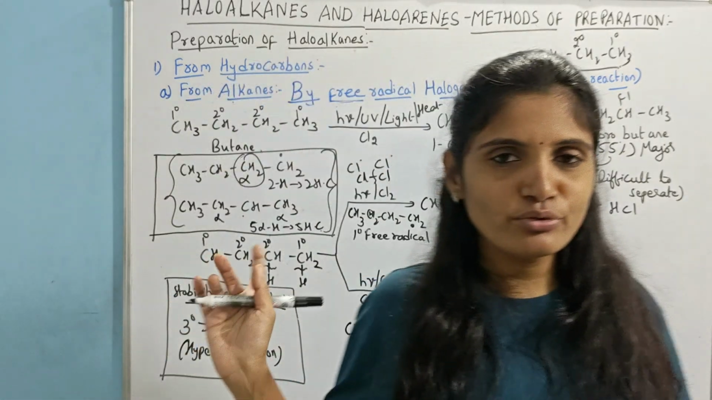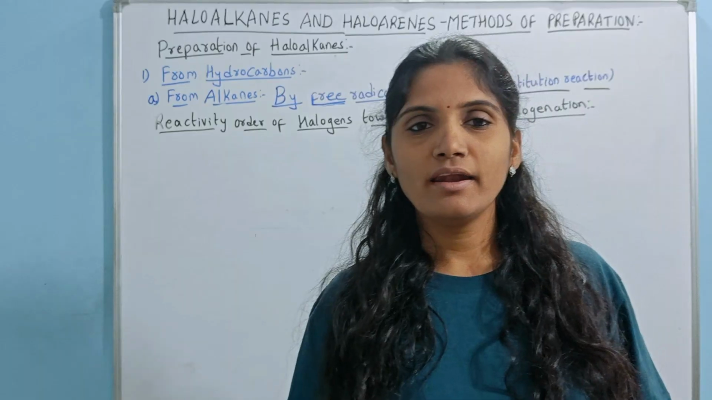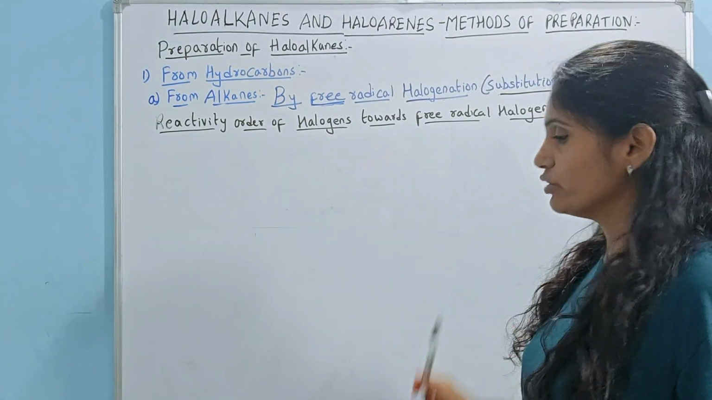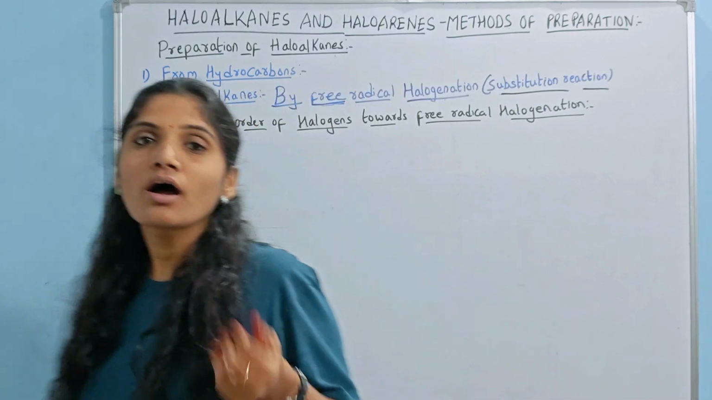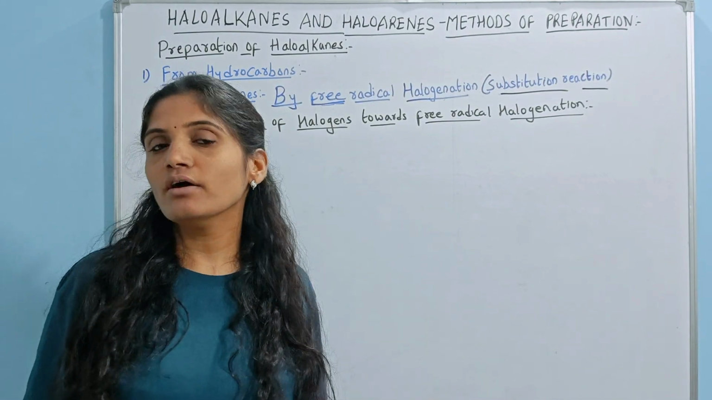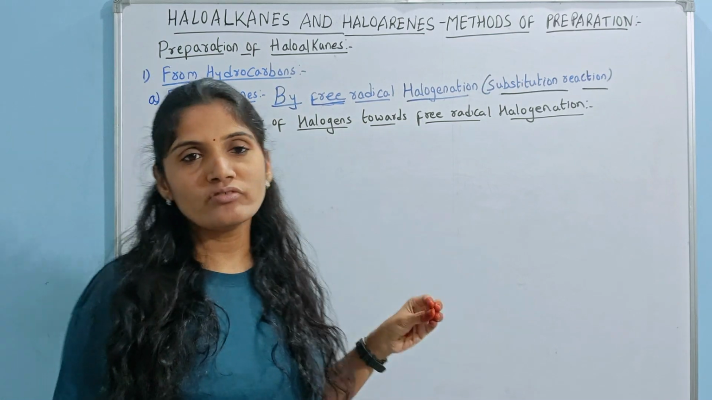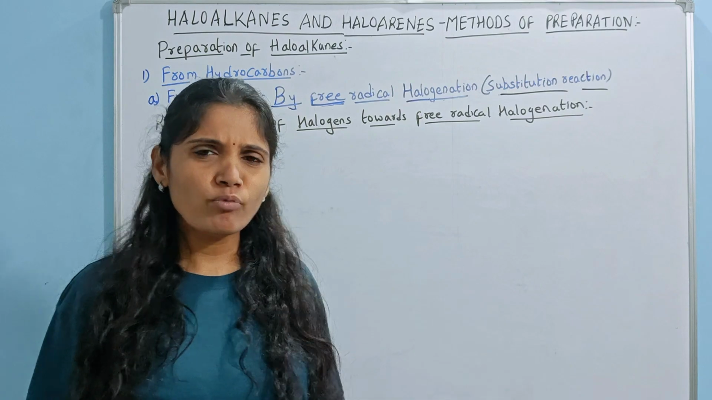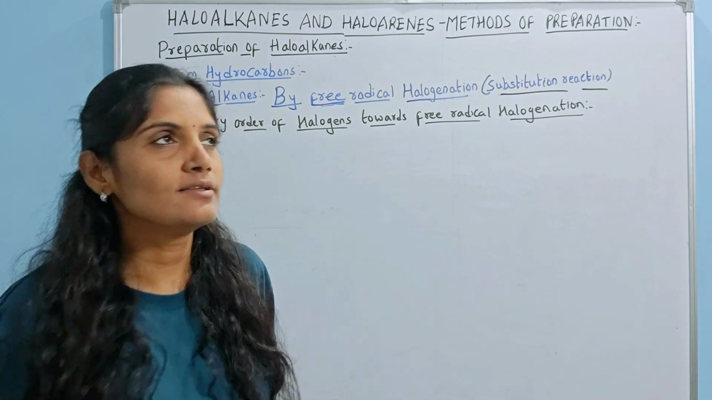Okay, let's do the next topic. Now, let us see the reactivity order of halogens towards free radical halogenation. From this concept, many times questions keep coming asking for the reactivity order of halogens towards free radical halogenation, and the reasons are also very important because sometimes they might ask the reasons too.